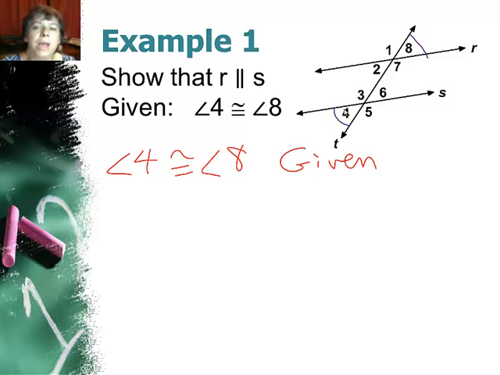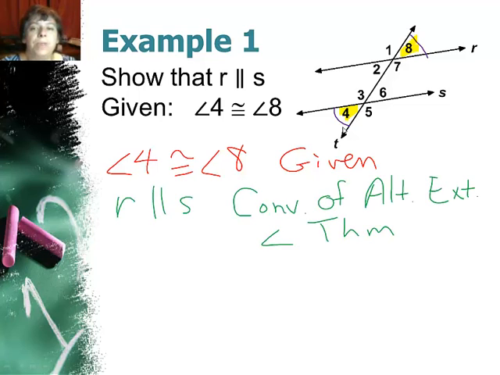I take a look at angle 4 and angle 8 here, and one thing you can see is that they are alternate exterior angles. So if those are congruent, then R has to be parallel to S, and that is using the converse of the alternate exterior angle theorem. You can see how I shorten it: CONV is converse, ALT is alternate, EXT is exterior, then there's the angle symbol, and then theorem.